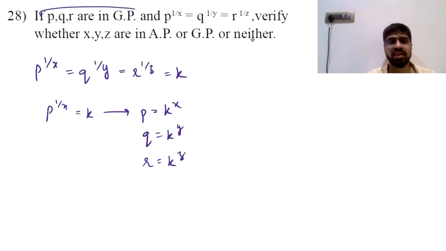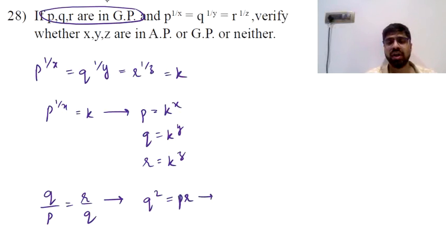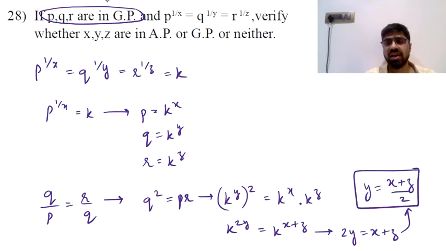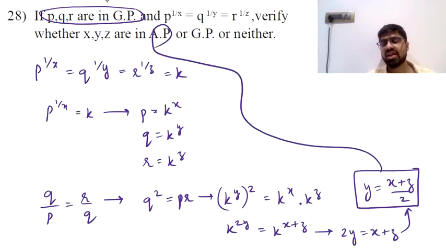They have already said that P, Q, R are in a GP. So if P, Q, R are in a GP, you can say that Q upon P will be equal to R upon Q. And if you rearrange that, you have Q square equals PR. So Q square, Q is already k power y, the square of it. So k power y the whole square, that will be k power 2y. And P and R, we will write them as k power x into k power z. So we have k power 2y as k power x plus z. And this tells us that 2y will be equal to x plus z. So if y is equal to x plus z divided by 2, it tells us that x, y, z are all of them in an AP. So the right answer there will be x, y, z are in an AP.